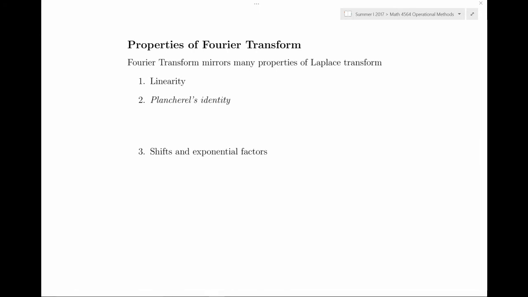Next, I'd like to discuss the properties of the Fourier transform and point out the similarities between the Fourier transform and the Laplace transform. Because the Fourier transform is an integral operation, that means that this operation is linear. So if I'm applying a Fourier transform to a linear combination of two functions, then it's going to be the same as alpha 1 Fourier transform of the function f1 plus alpha 2 Fourier transform of the function f2.